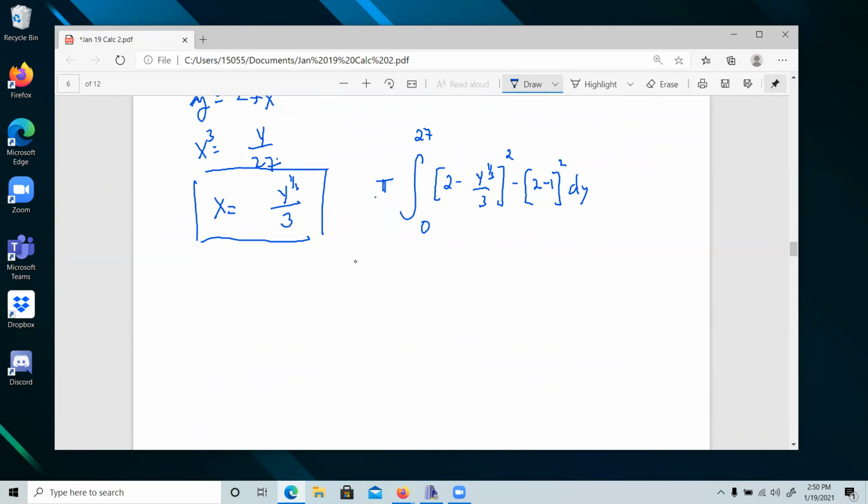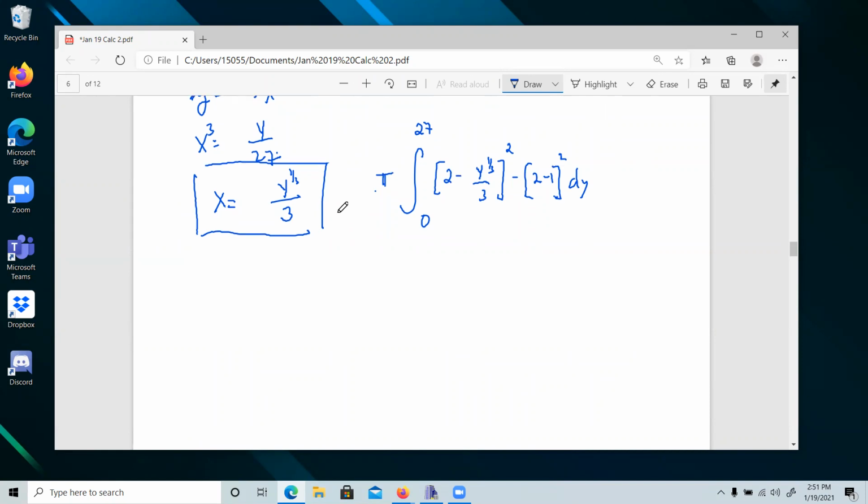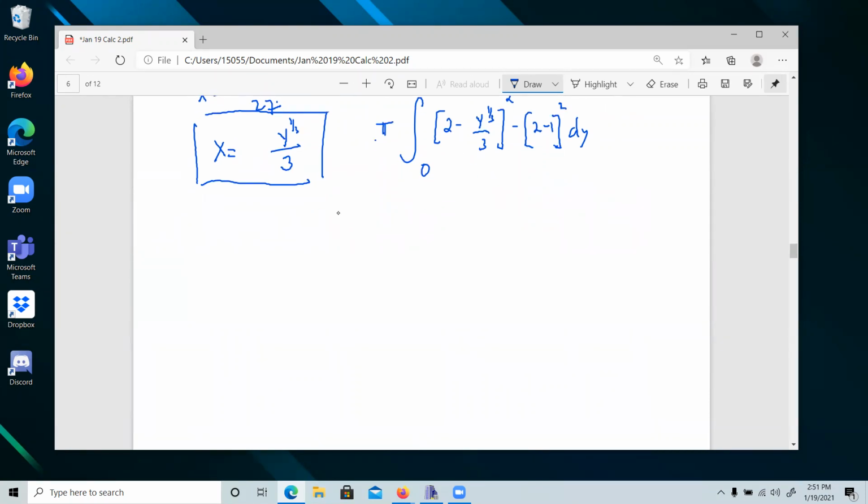So this one, we've got to figure out this bit here. This is not going to be so bad. All right, so this is going to be pi, integral from 0 to 27. I can't multiply this one out in my head. Well, maybe I can. What is this? 1/3 y to the 1/3, and then 2 minus 1/3 y to the 1/3.